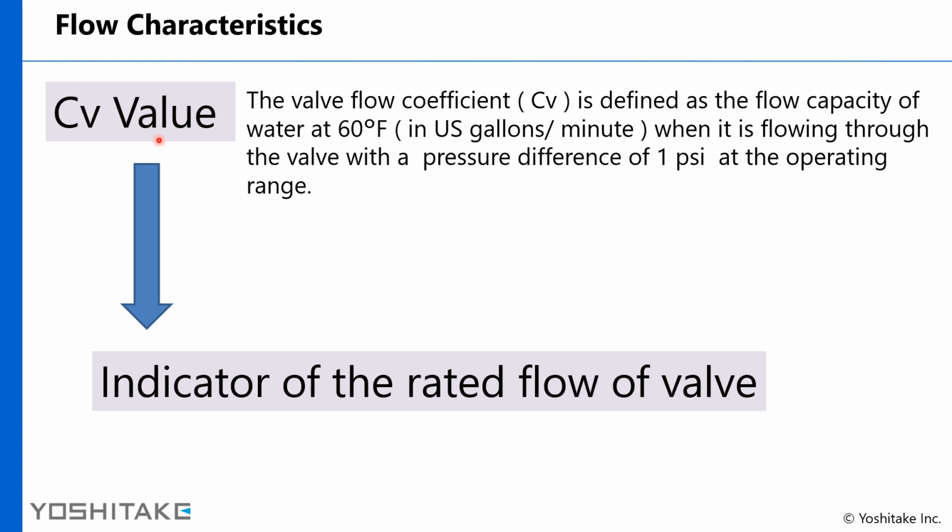This is the CV value definition. The valve flow coefficient CV is defined as the flow capacity of water at 60 degrees Fahrenheit in US gallons per minute when it is flowing through the valve with a pressure difference of 1 psi at the operating range. So the CV value is the indicator of the flow rate of the valve. If the CV value is large, the flow rate will be bigger.